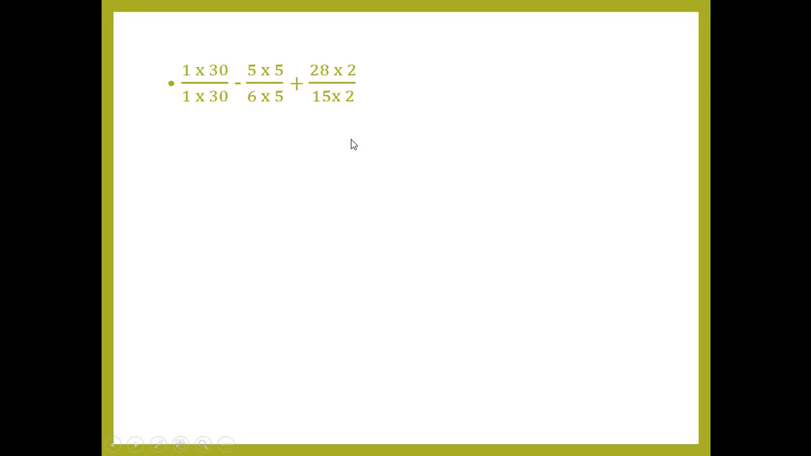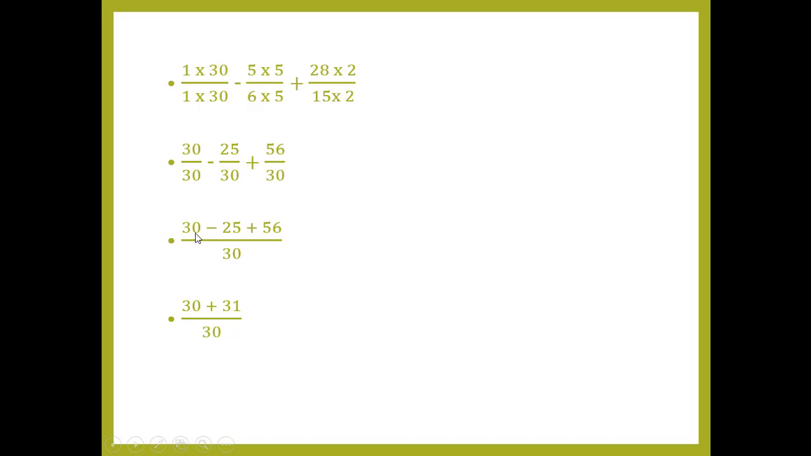Now we just have to multiply the numbers: 1 times 30 is 30, 1 times 30 is also 30, minus 5 times 5 is 25, and 6 times 5 is 30, plus 28 times 2 is 56, and 15 times 2 is 30. Now over here, like the previous one, all three fractions have the same denominator. So we write the denominator once, and write the numerators as they are, like this. Then we just multiply, add and subtract these values.